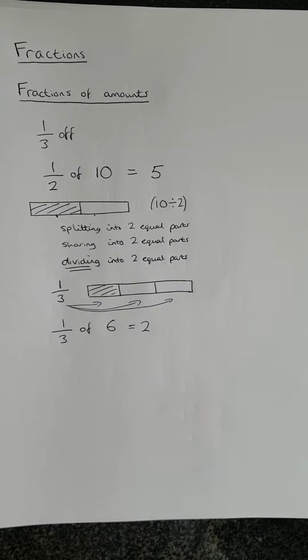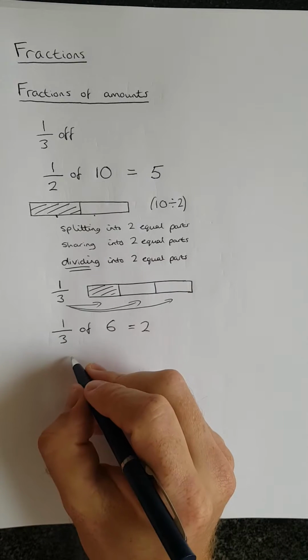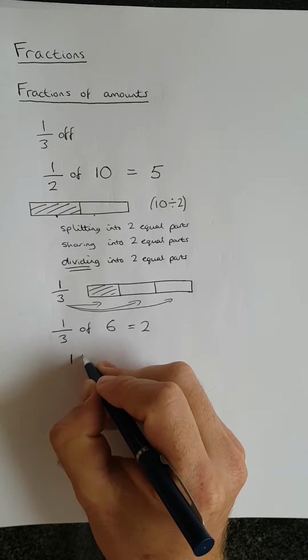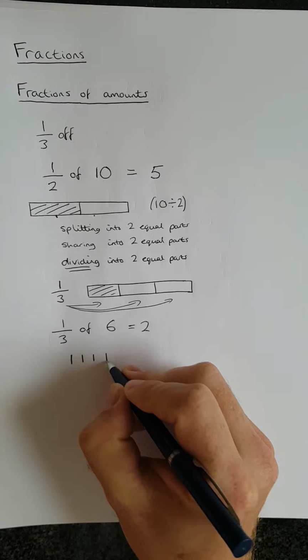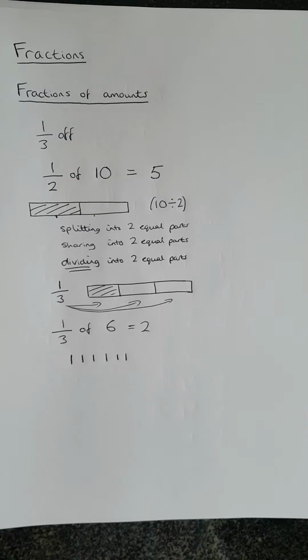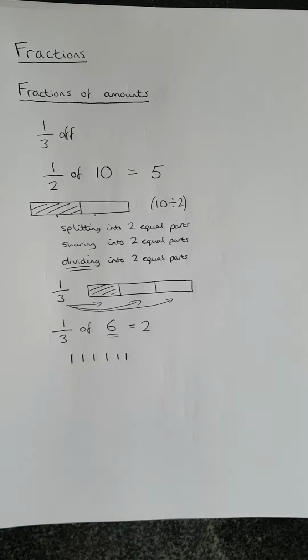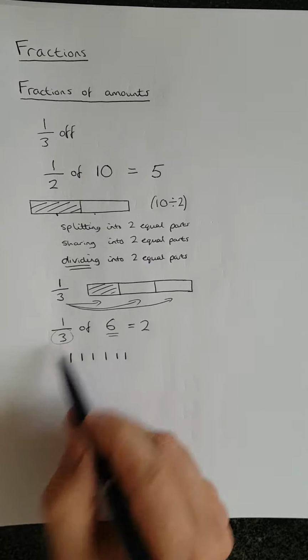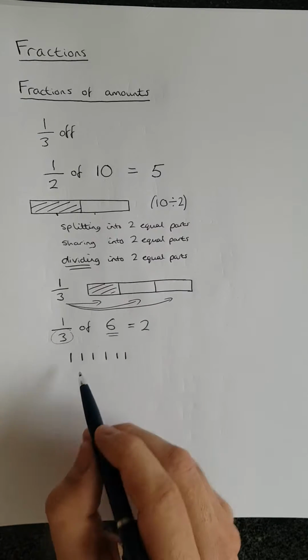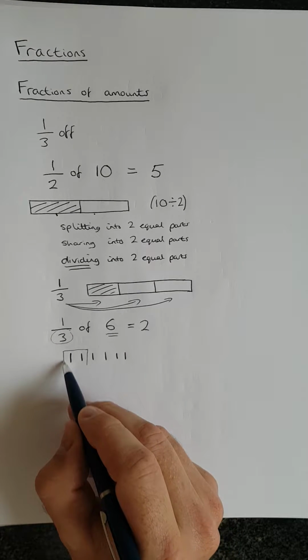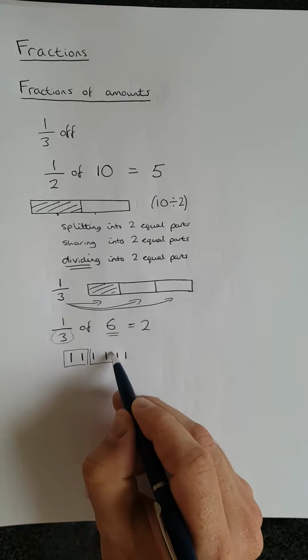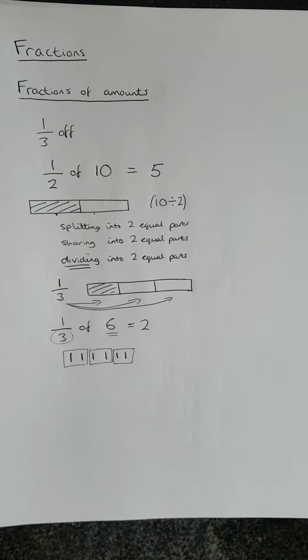Let me show you this another way. Here is 6. 6 individual items. 1/3 of that, which means splitting it into 3 equal size pieces. Can you see?